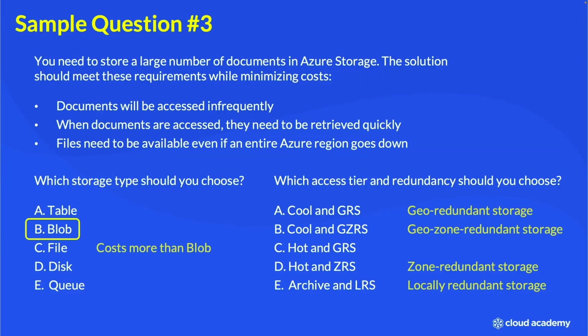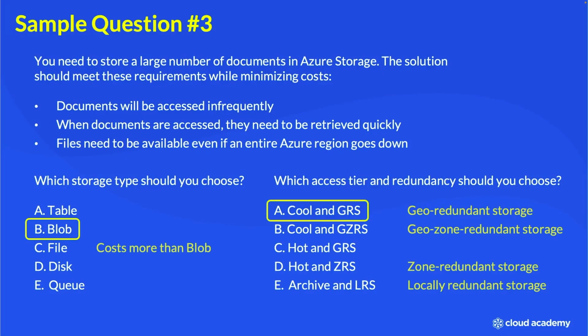So let's go back to the left-hand side. Is it cool or hot that we need? The second requirement, which is when documents are accessed, they need to be retrieved quickly, would suggest that maybe we want hot storage. However, the first requirement, documents will be accessed infrequently, suggests that maybe we need to use cool storage. So one thing you need to know is that cool storage gets retrieved just as quickly as hot storage does. So the second requirement is fine for both of them. But if the files are going to be accessed infrequently and we're trying to minimize costs, then we should use cool storage, not hot storage, because cool storage is cheaper, as long as you're accessing infrequently.